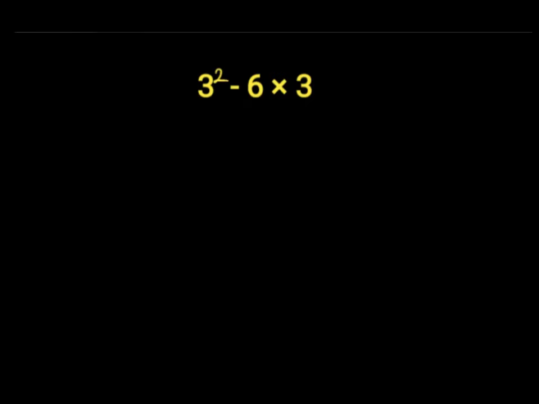3 to the power of 2 minus 6 times 3. 3 to the power of 2 will give us 9. Then we have 9 minus 6 times 3. 9 minus 6 will give us 3. Then we have 3 times 3. 3 times 3 is equal to 9.